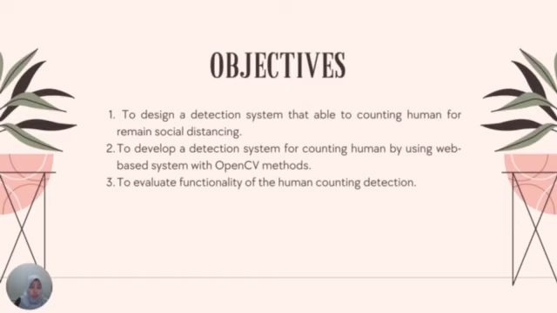Project objectives: to design a detection system that is able to count humans to remain socially distanced, to develop a detection system for counting humans by using a web-based system with OpenCV methods, and to evaluate the functionality of the human counting detection.